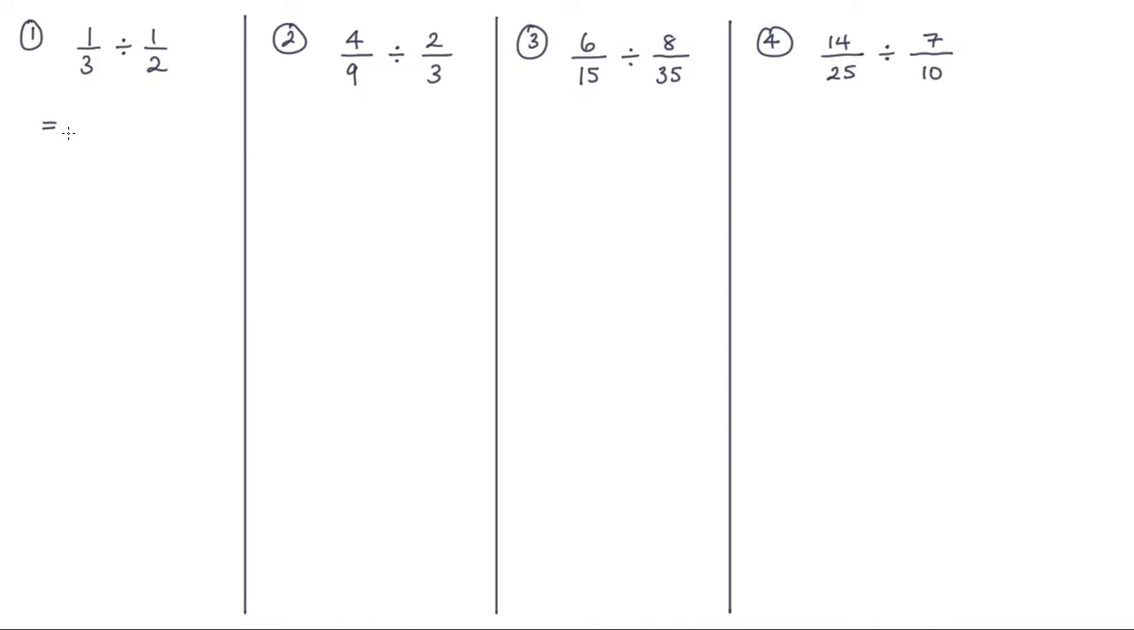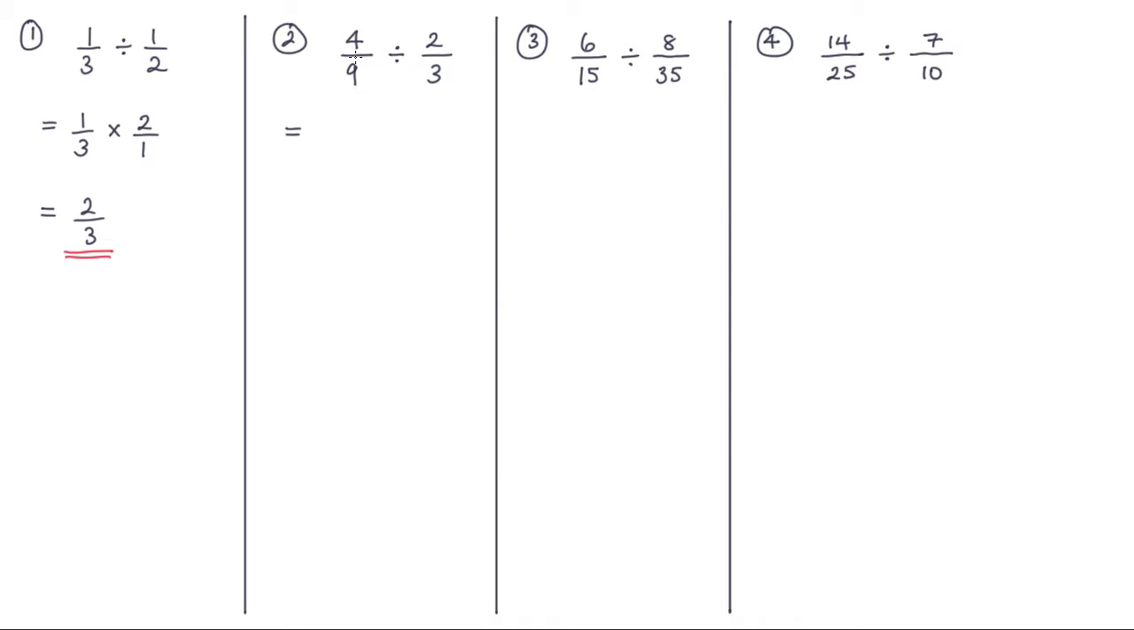To divide fractions, we actually rewrite it as a multiplication question. We write down the first fraction, you change the division to multiplication, and you flip the second fraction over. That's the reciprocal. Then it's just a case of multiplication. 1 multiplied by 2 and 3 multiplied by 1. Let's have a look at the second question.